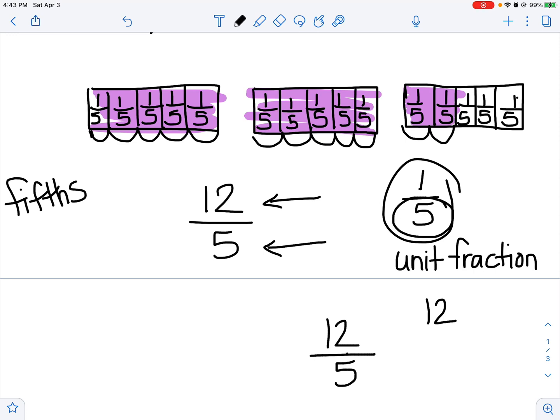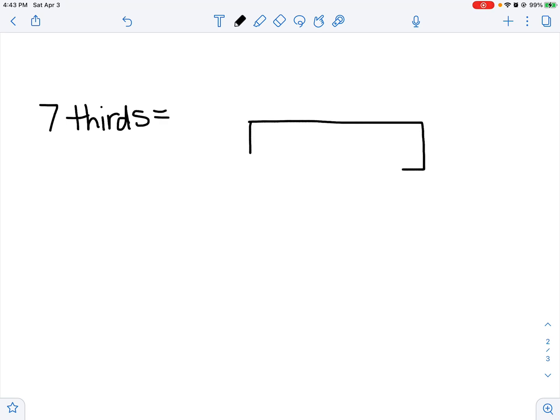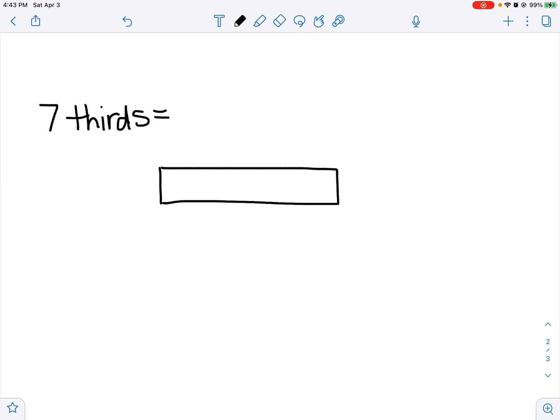You are also then going to be asked to create your own tape diagram. So if I asked you to show me something like 7/3, you would do something like this. We're going to have our rectangle and another rectangle. And I'm going to actually change this to 5/3, so we only have to deal with 2 of them.